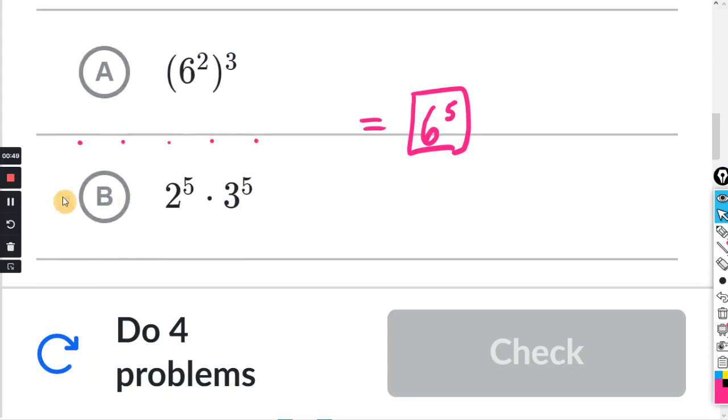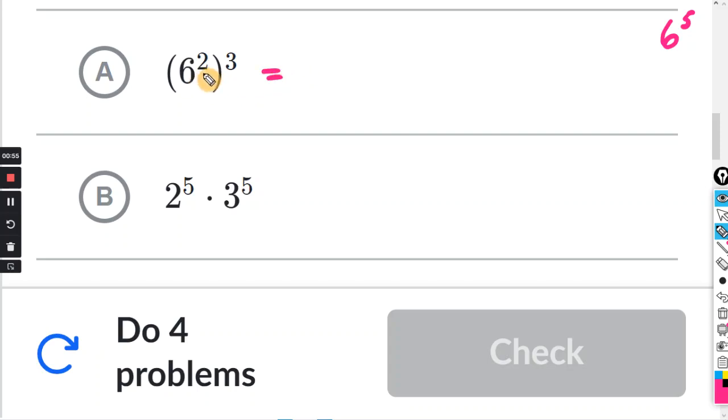So let's see. All right. In answer A, when you have a number raised to an exponent and you raise that to another exponent, you multiply exponents. So this is going to be 6 to the power of 2 times 3, which is 6. So that one does not match, okay? So it's not A.